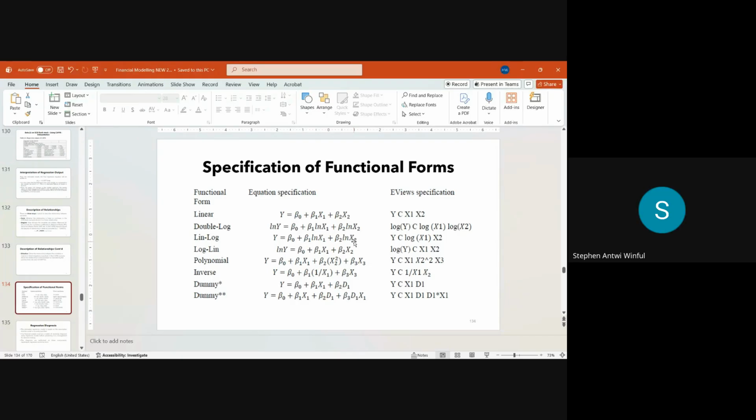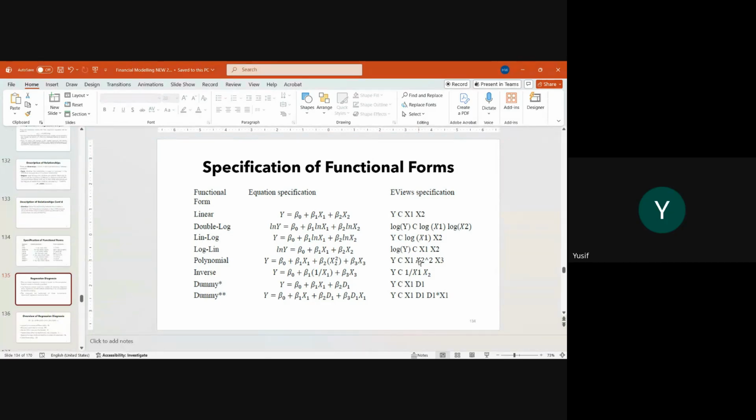Let's move on. Sorry. So these are examples of how we specify models. Like I said, every software has its own way of representing them; what I'm showing here is just for eViews presentations. Is that okay? All right.